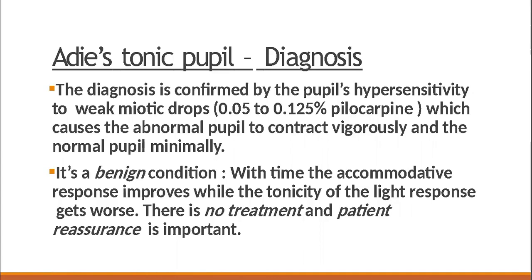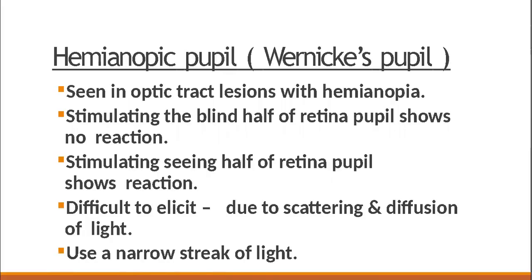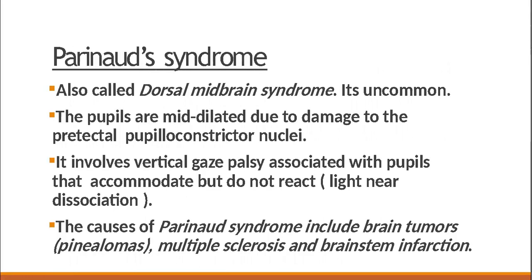In Adie's pupil, there will be a slight writhing movement of the iris when we shine a light in the patient's eye. So how do we diagnose Adie's pupil? Basically, we have to ask the history about any recent viral infection, and the patient's main symptom will be difficulty in near vision from the affected eye. The hemianopic pupil is seen in patients with lesions of the optic tract. If we stimulate the affected part of the retina, there will not be any reaction, while stimulating the normal retina shows a reaction. It is difficult to elicit, and it is usually not that important.